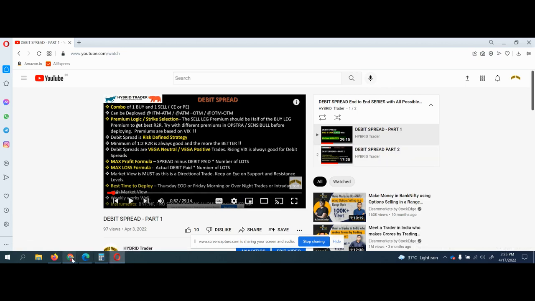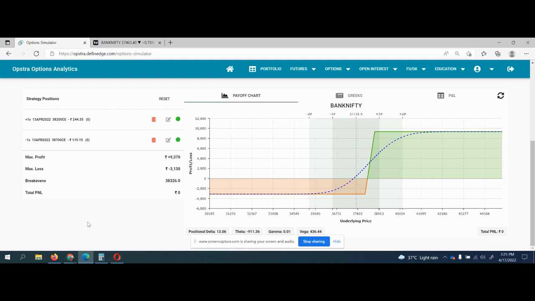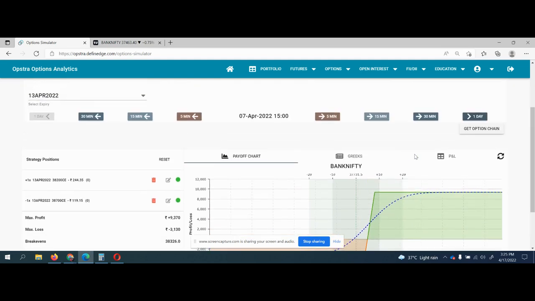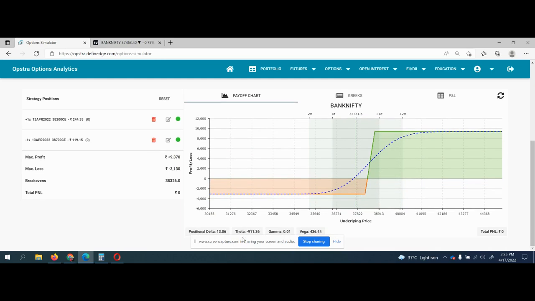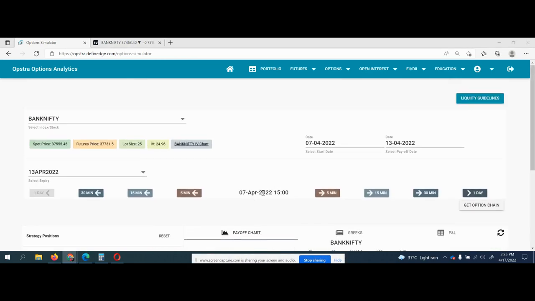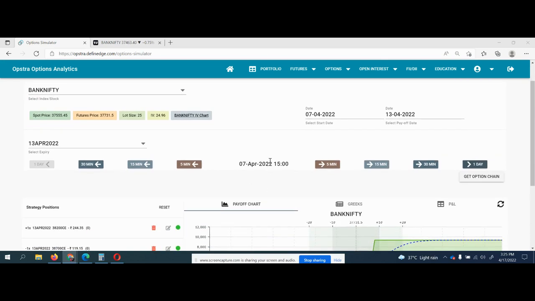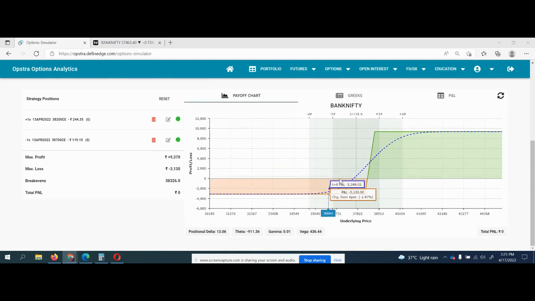All right, let me take you to Opstra. So I've deployed a debit spread. This has a loss of 3,130 and a potential profit of 9,370. It's almost 1 is to 3. So let's say you have deployed this trade at 3 o'clock on the 7th of April. Let's see how the trade performed for that particular expiry.